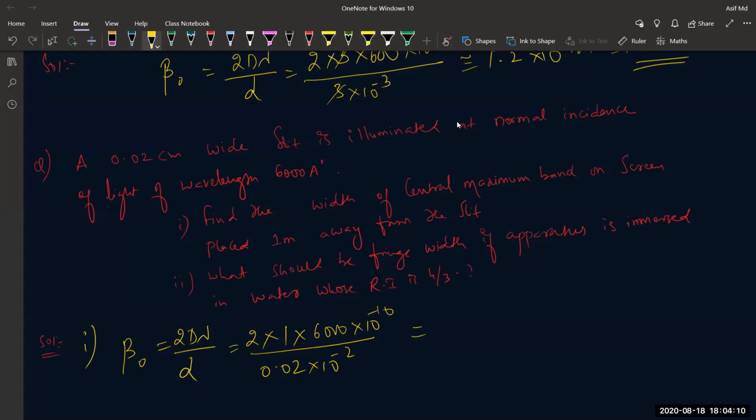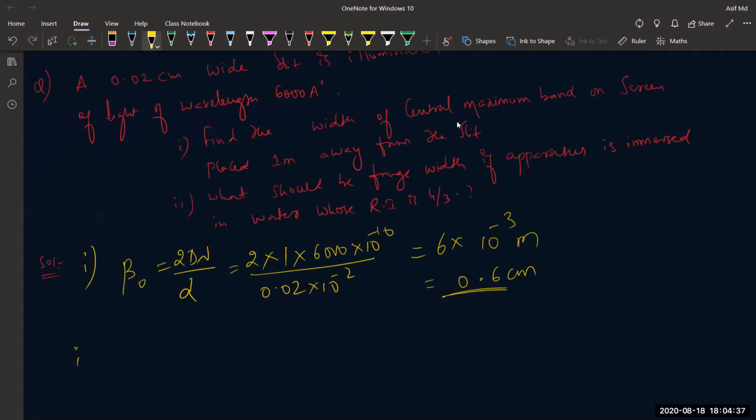So minus 10 and this will become plus, that will become 8, and from 8 again 3 goes off. So that will come to 10 to the power of minus 3. So this will be 6. So it is 6 into 10 to the power of minus 3 meters, so that will become 0.6 centimeters. Clear? So the width of the central maximum band on the screen placed 1 meter away from the slit is 0.6 centimeters. Second question.